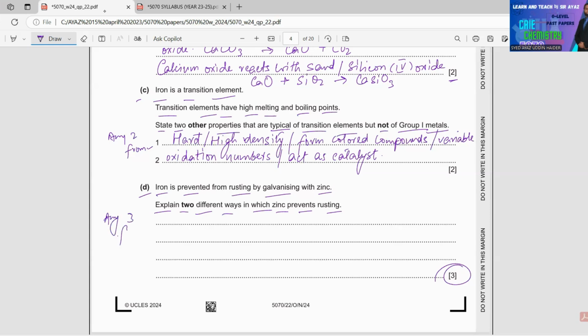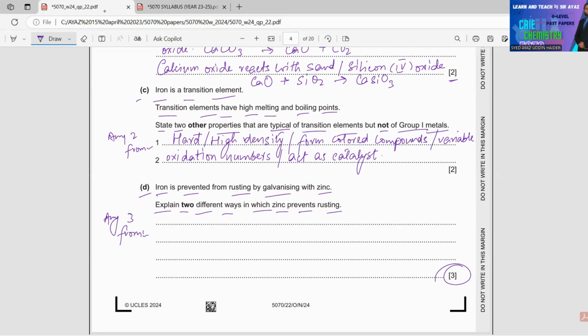Any 3 from. So if you look at the marking scheme, they gave 3 correct statements. You have to write any three from these. So what are these statements? That zinc forms a protective layer, and in this way it prevents oxygen or water reaching the surface of iron. You can even refer to the reactivity of zinc comparing with iron. Like zinc is more reactive than iron, or you can write zinc reacts or corrodes in preference to iron.